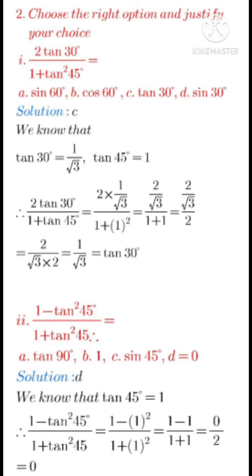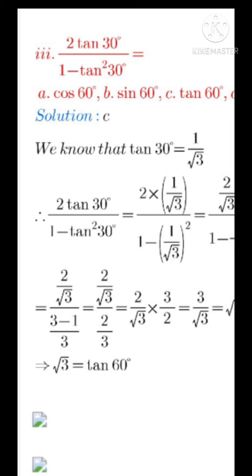We know that tan 45 is 1. Now substitute in the given question, that is (1 minus tan square 45) by (1 plus tan square 45), that is equal to (1 minus 1 square) by (1 plus 1 square), that is equal to (1 minus 1) by (1 plus 1), that is equal to 0 by 2, and the answer is 0. That is your answer.